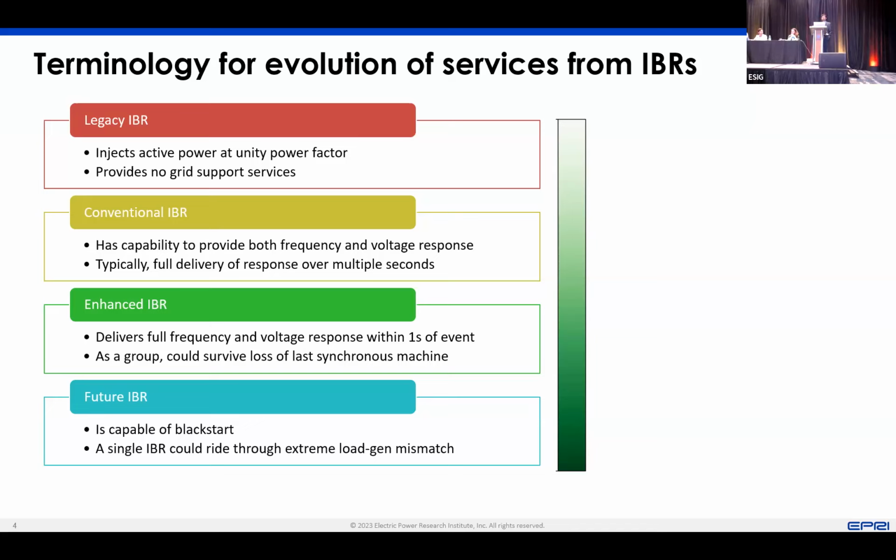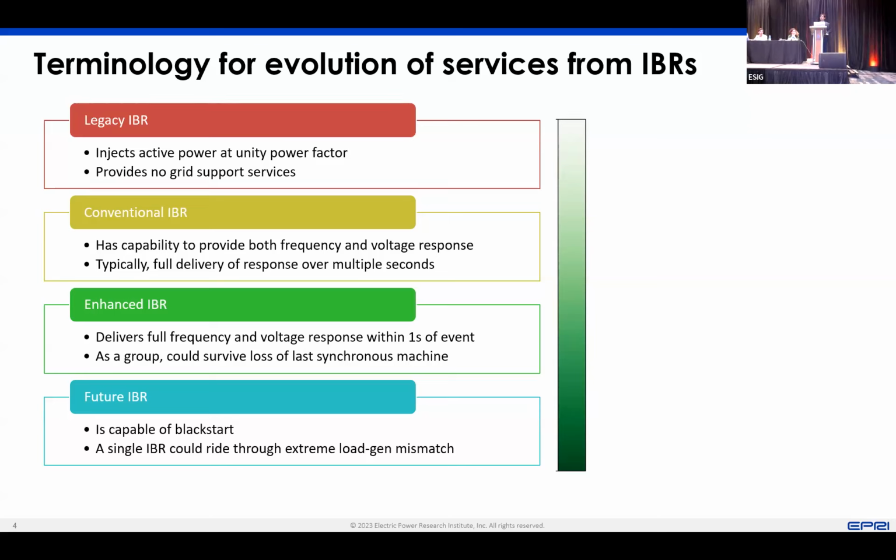And as you go down that list, you go into the conventional IBR. Those are a lot of the IBR that would be connected in the past few years, with the ability to provide frequency response and voltage response, but over a longer time frame, a couple of seconds. Then you go into something which I'm going to call enhanced IBR, that can provide full delivery of response over 1 second. And some of these enhanced IBRs by themselves maybe cannot tolerate the loss of the last synchronous machine, but if you put a group of them into a system, then they can improve the reliability and the stability of the system.